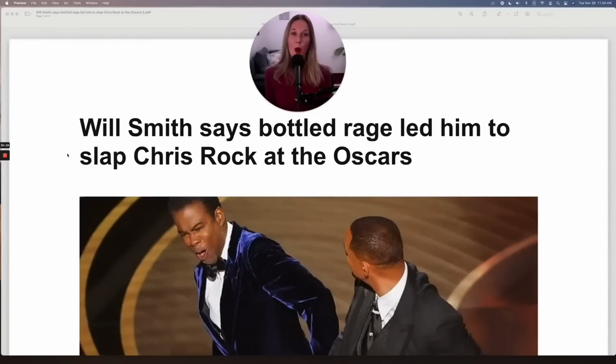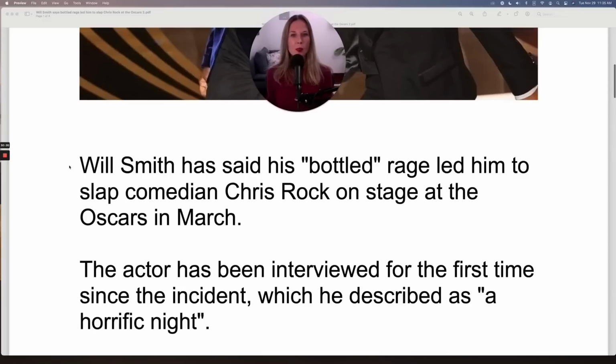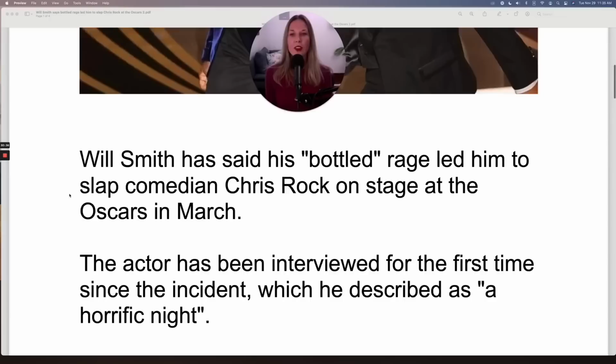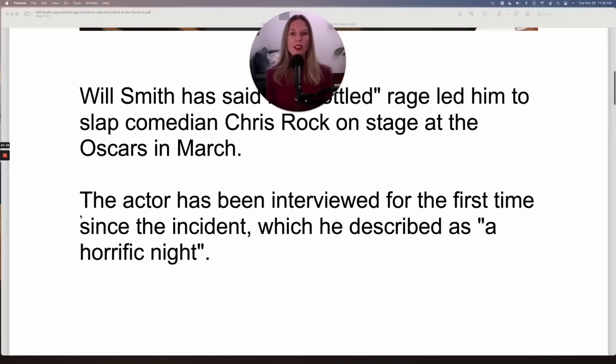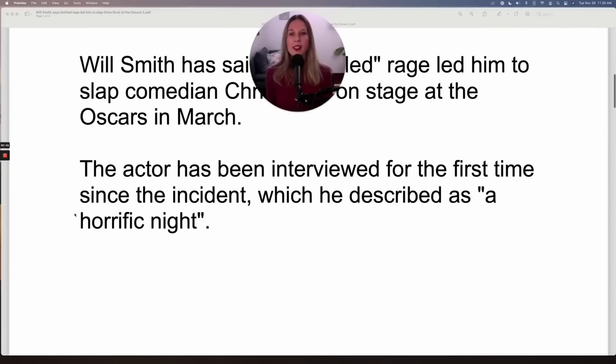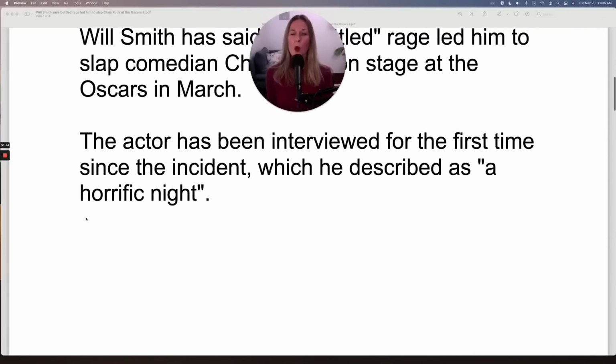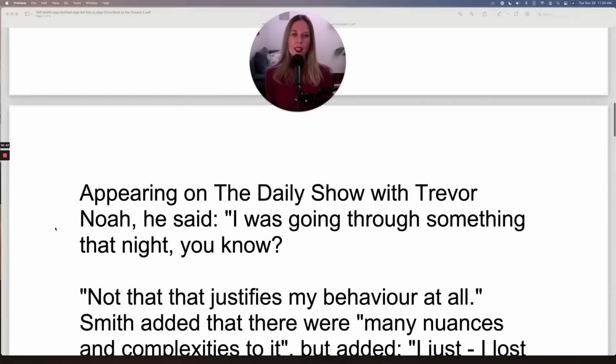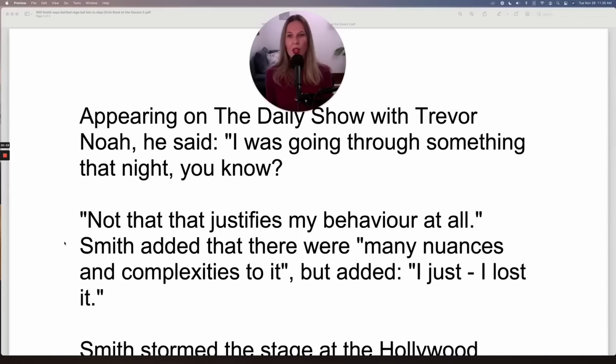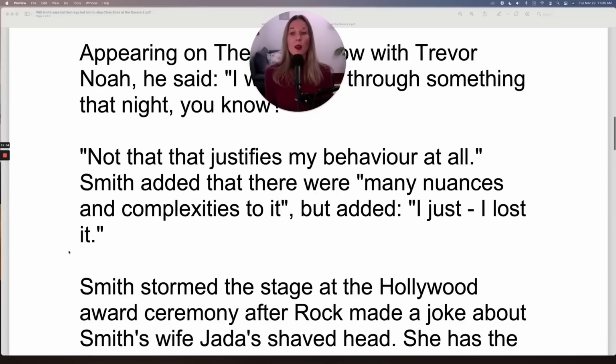Will Smith says bottled rage led him to slap Chris Rock at the Oscars. Will Smith has said his bottled rage led him to slap comedian Chris Rock on stage at the Oscars in March. The actor has been interviewed for the first time since the incident, which he described as a horrific night. Appearing on The Daily Show with Trevor Noah, he said, "I was going through something that night, you know? Not that that justifies my behavior at all." Smith added that there were many nuances and complexities to it, but added, "I lost it."